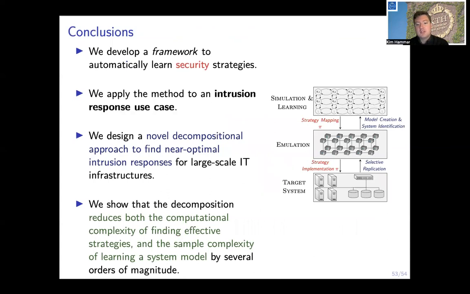So to conclude this long presentation, in my research, I work on a framework for automated security. This framework is centered around a digital twin and reinforcement learning. In our previous work, we have demonstrated that we can apply this framework to small-scale deployments and find the optimal defense strategies and outperform current response systems like Snort. The new thing in this work is that we present a decompositional approach, which can allow us to take this framework and also apply it to quite large-scale infrastructures. We have proven that the decomposition is optimal under certain assumptions, and we have shown that it reduces the computational complexity by several orders of magnitude.